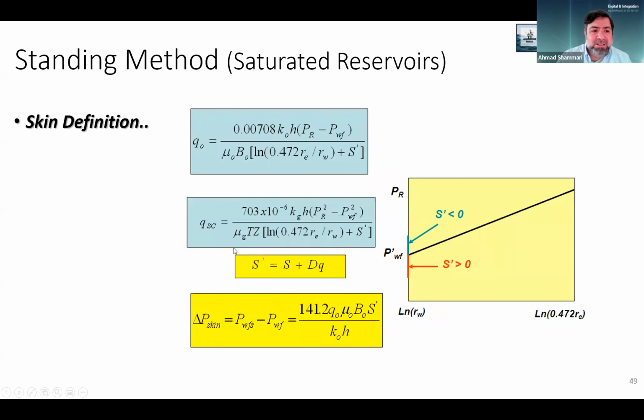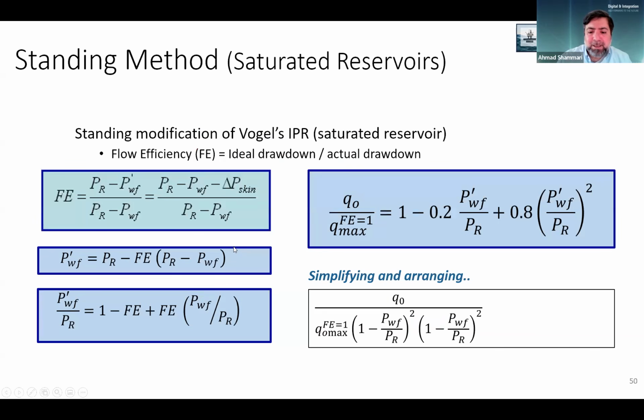So let me just skip this. The only thing I want you to focus on is, again, what Standing did is that he considered this skin and looked into flow bottom pressure with and without skin, and then he came up with a new concept called flow efficiency. So what's the flow efficiency? Flow efficiency is the ideal drawdown divided by the actual drawdown.